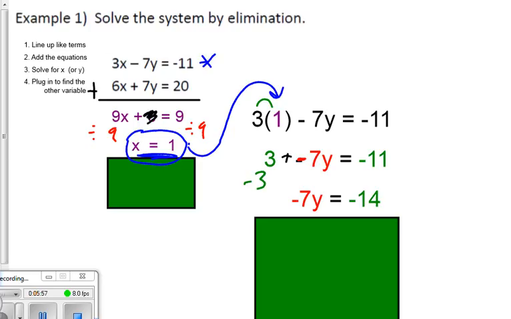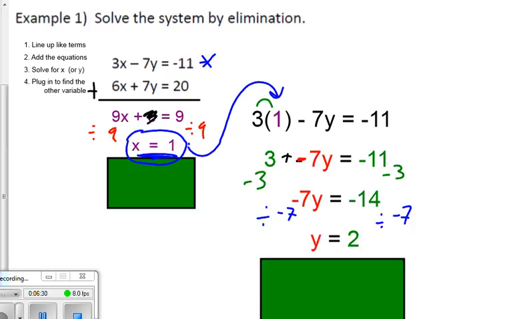We're going to subtract 3 from both sides to get rid of that 3 constant. So that's how we get to negative 7y equals negative 14. To get rid of this negative 7, we're going to divide by negative 7 on both sides of our equation. As long as you do it to both sides, then you haven't changed anything. So negative 7y divided by negative 7 just leaves y.